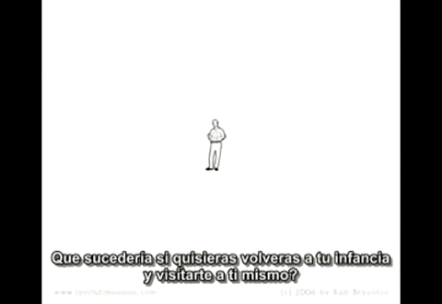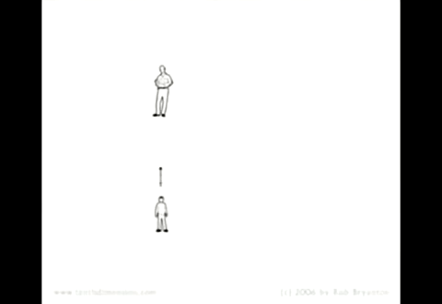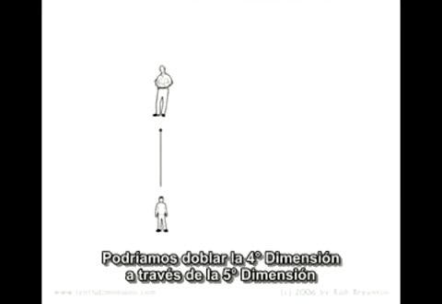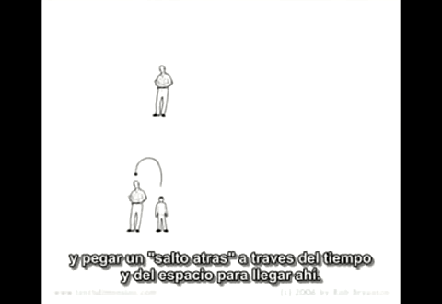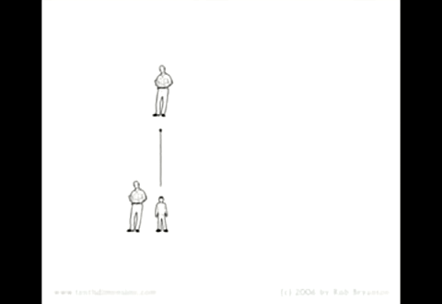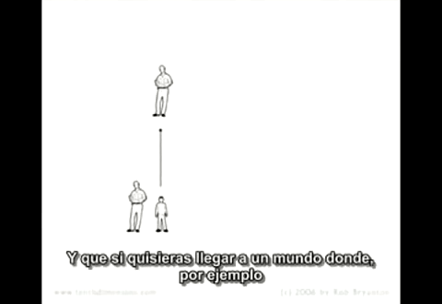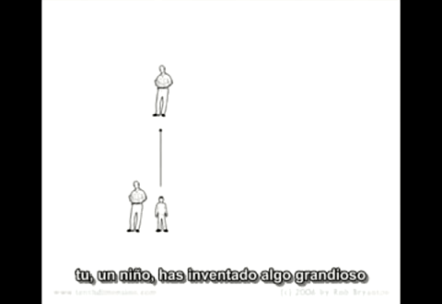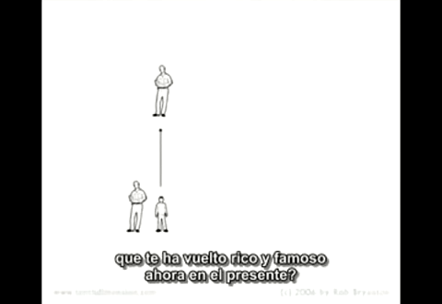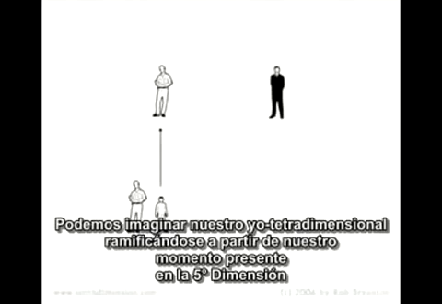What if you wanted to go back into your own childhood and visit yourself? We can imagine folding the fourth dimension through the fifth, jumping back through time and space to get there. But what if you wanted to get to the world where, for example, you had created a great invention as a child that by now had made you famous and rich? We can imagine our fourth dimensional selves branching out from our current moment into the fifth dimension.